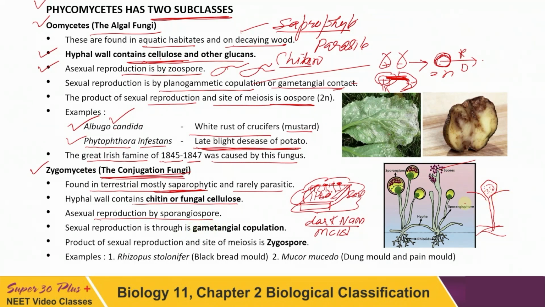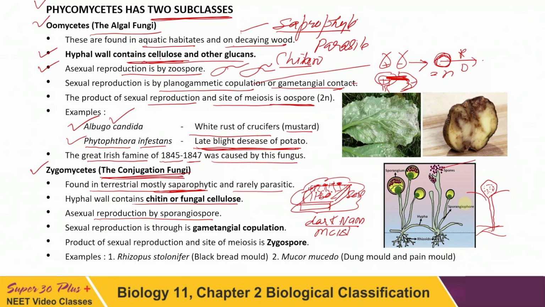So this is asexual reproduction. Millions of these spores will be formed. You can see a dusty black powder, even on this bread. Those are the sporangiospores.